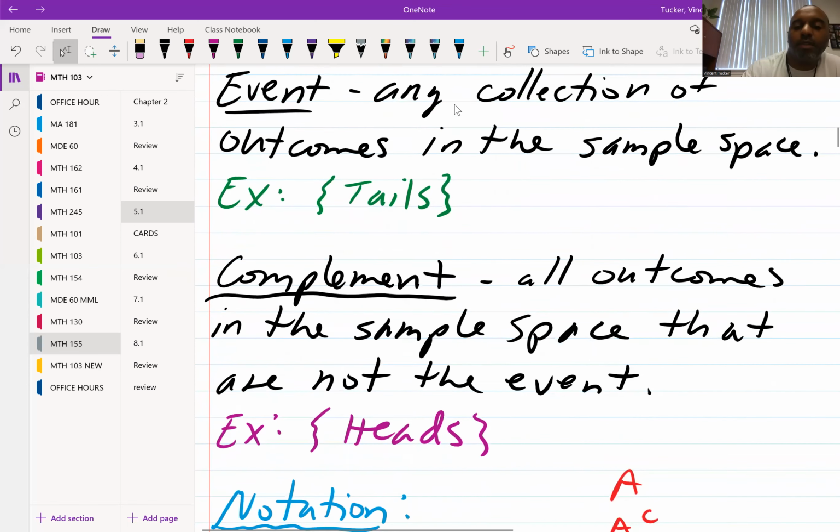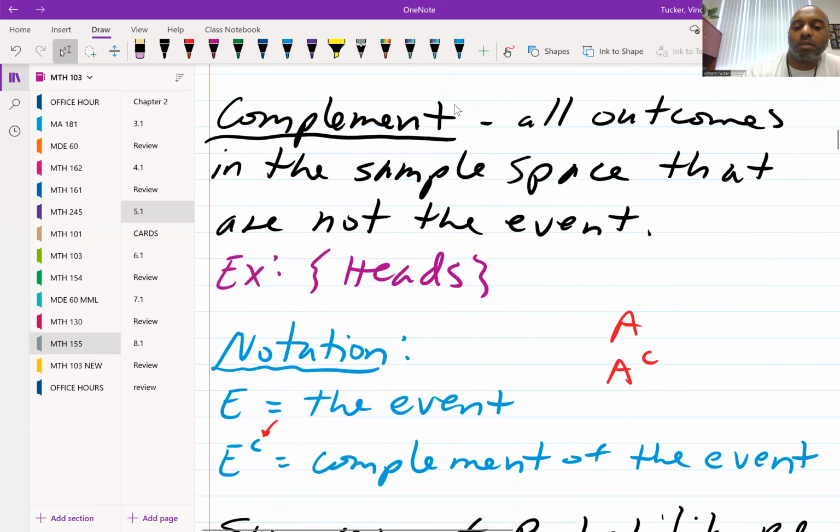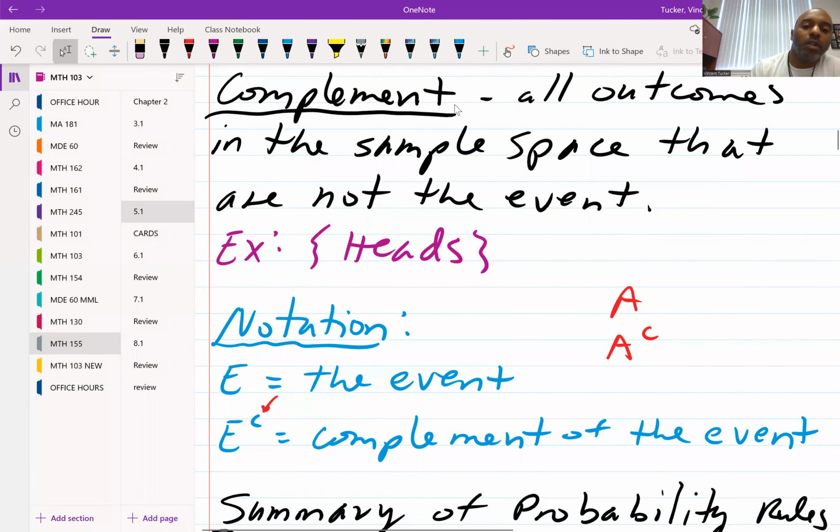Everybody holding on to events? All right. So notation: if E represents your event, then the complement of E is E with a small superscript c up to the right. That represents the complement of your event. So if your event is A, then the complement of your event is A with the superscript C.